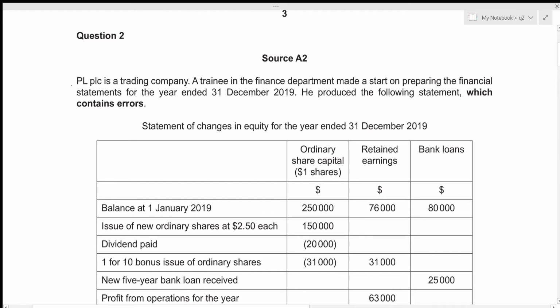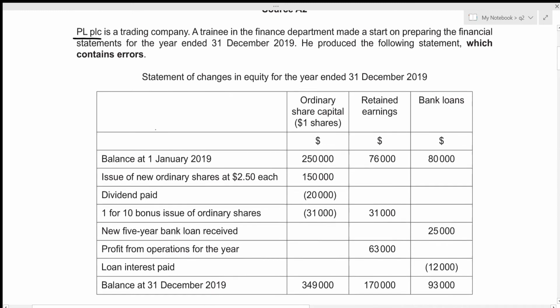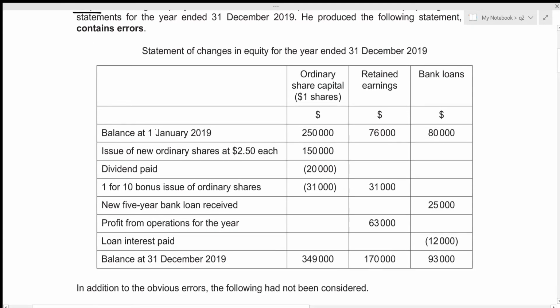PL PLC is a trading company. A trainee in the finance department made a start on preparing the financial statements for the year ended 31st December 2019. He produced the following statement, which contains errors. Okay, so we're given the statement of changes in equity for the year ended 31st December 2019. And okay, there are tons of errors. So we're given the opening balance at 1st January 2019. And this is correct, there is no issue here.